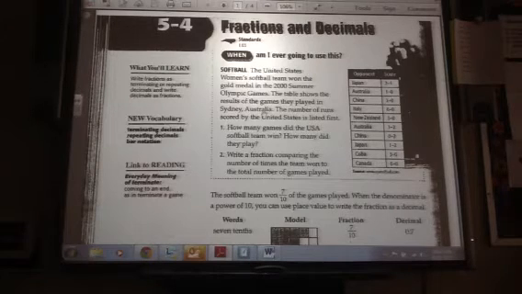And we're doing this in preparation for working with positive and negative rational numbers. And those rational numbers include all the integers we worked with last week, and then also fractions and decimals.